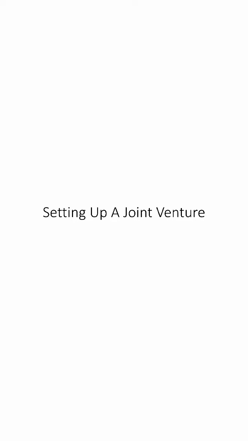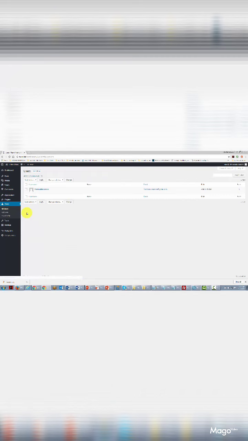Welcome back. Now in this video, we're going to be talking about setting up a joint venture. You're now looking at the back office of our website, and we're going to set the website up for more than one person to be able to post, as well as more than one person to be able to operate the site. We're going to do that by going to the users area, and you're going to see that we are the only user.